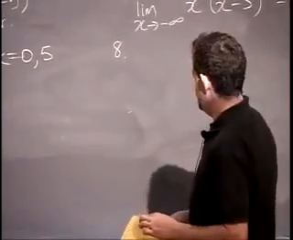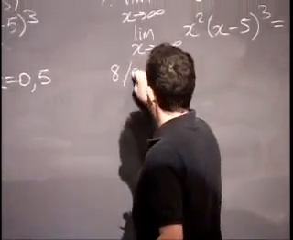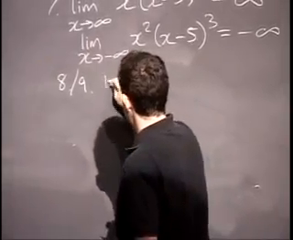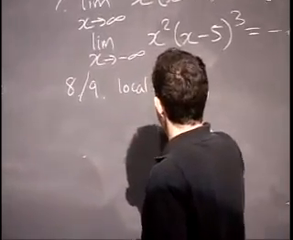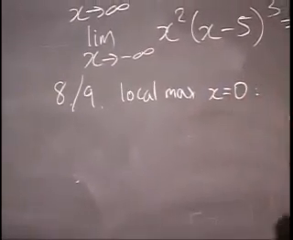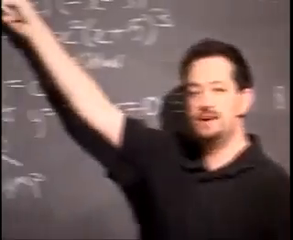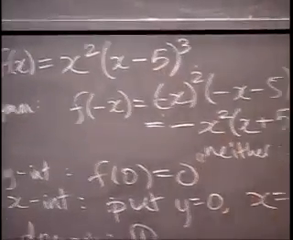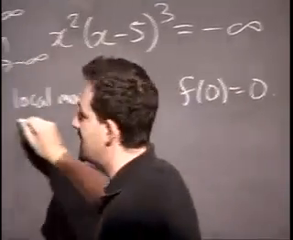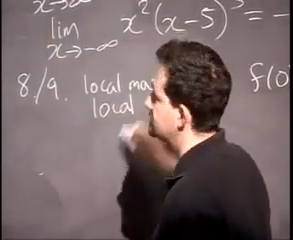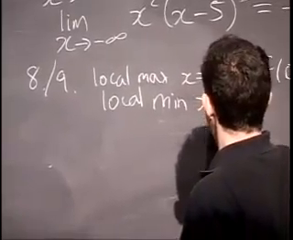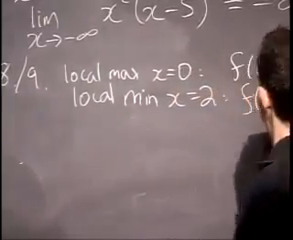Okay, so steps 8 and 9. Before, we found a local max at x equals 0. At that point, we just substitute into this equation here, which is the equation for y, and we found f of 0 is 0. We also have a local min at x equals 2. So we need to find f of 2.